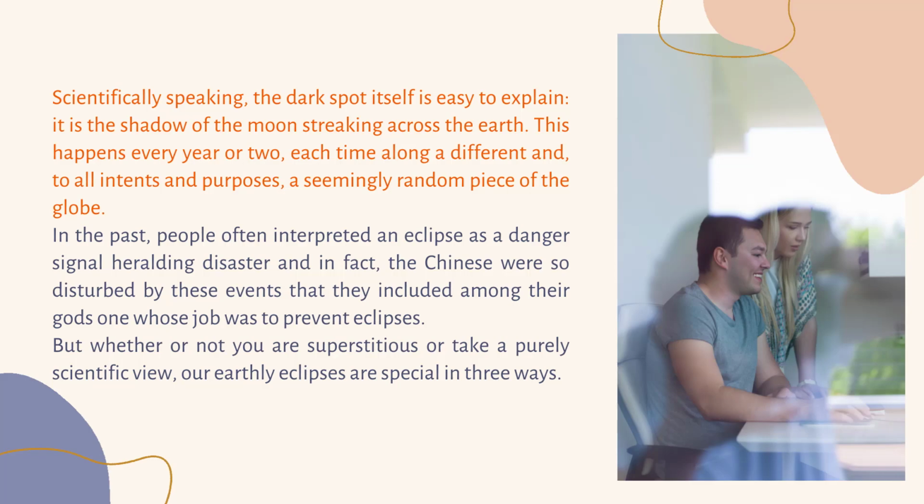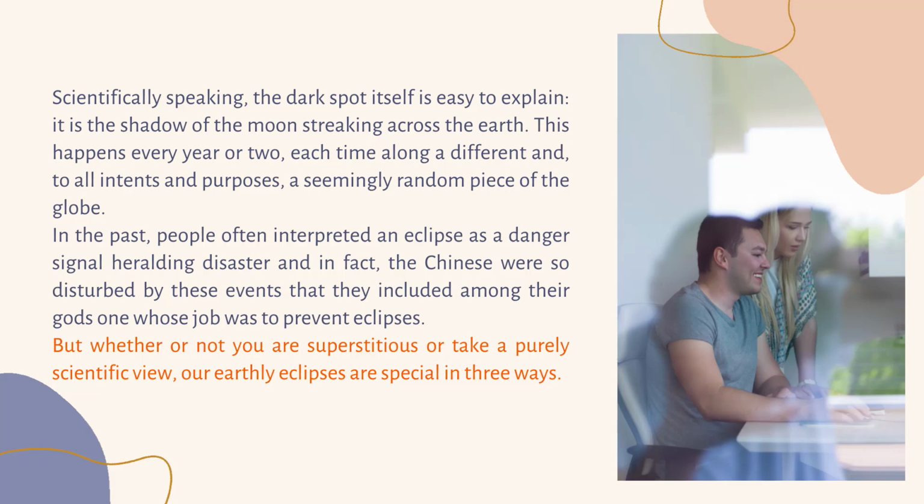This happens every year or 2, each time along a different and, to all intents and purposes, a seemingly random piece of the globe. In the past, people often interpreted an eclipse as a danger signal heralding disaster, and in fact, the Chinese were so disturbed by these events that they included among their gods one whose job was to prevent eclipses.